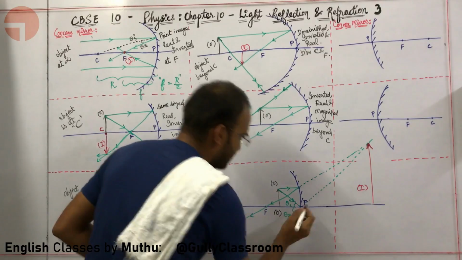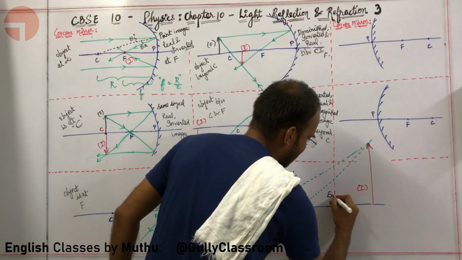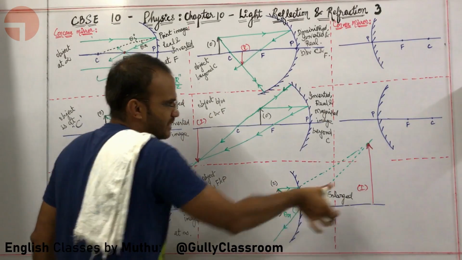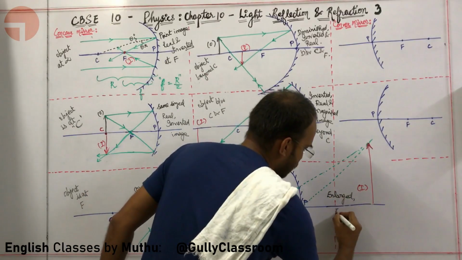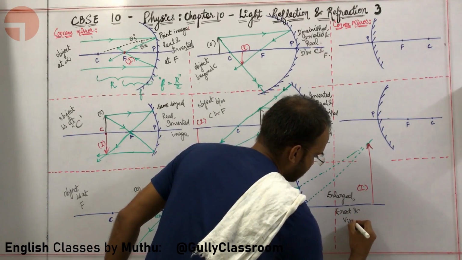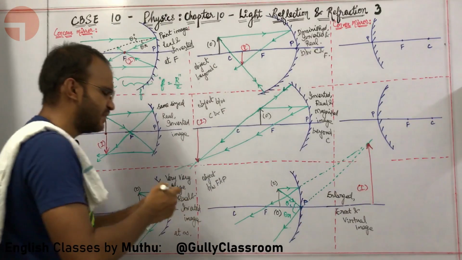Okay, sir. Here, what is the nature of the image? Here, the image is enlarged. Okay, that is fine and obvious. The object is so small, the image is so big. Obviously, it is enlarged. It is erect, and virtual. It is a virtual image. Why, sir, are you calling this a virtual image?